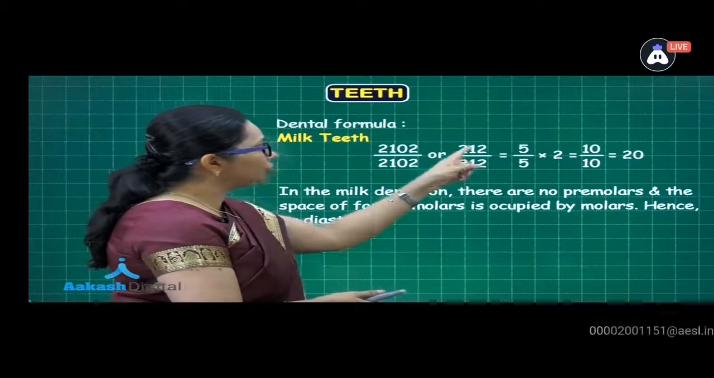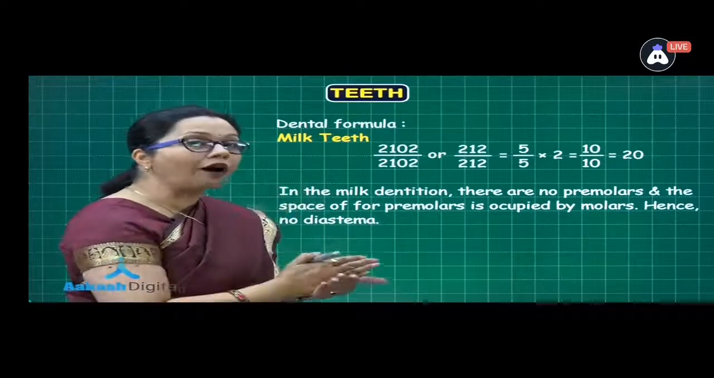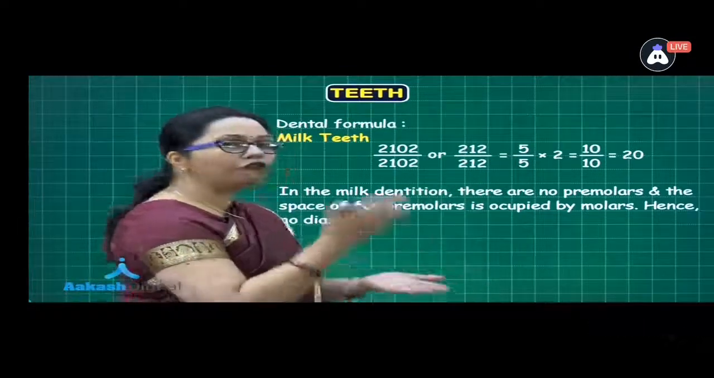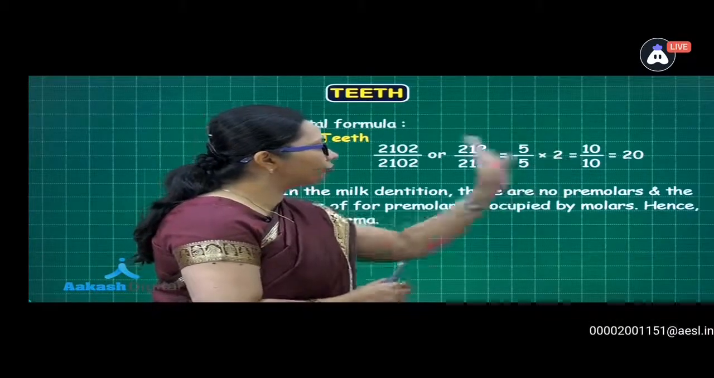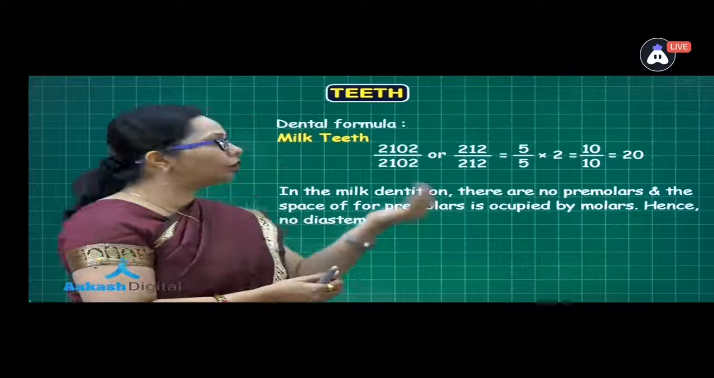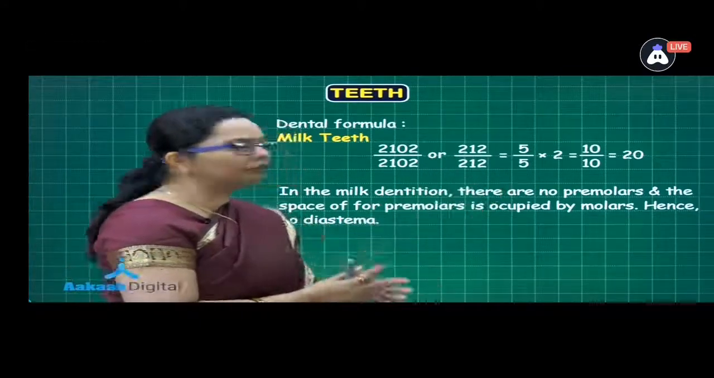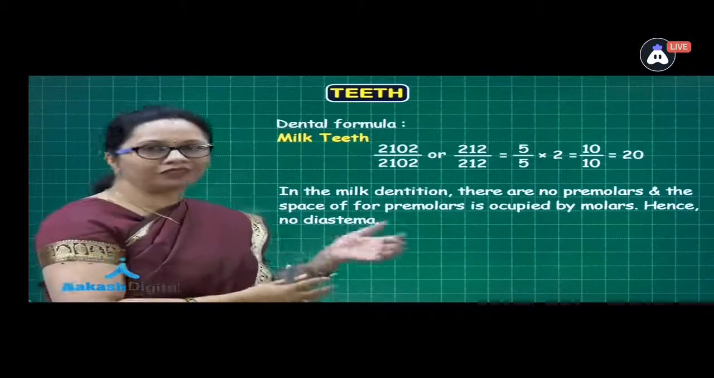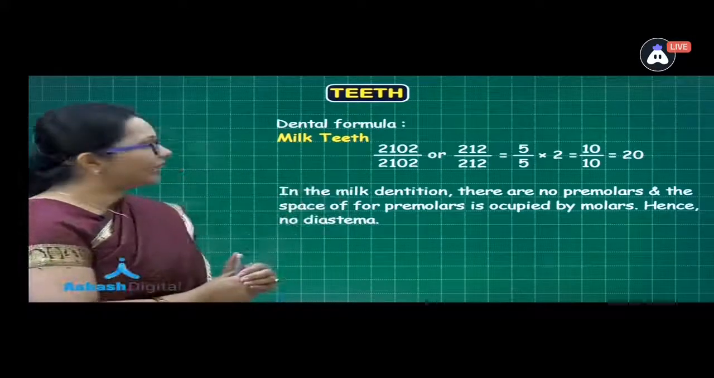And if we take the total 212, that would be 5. So 5 in the one half of the upper jaw, 5 in the one half of the lower jaw, and when we double it, so we get 10 in the upper jaw, 10 in the lower jaw, making a total of 20. Now the way it is written may seem strange to you, but this is biological math. So this is how the milk dentition is there.